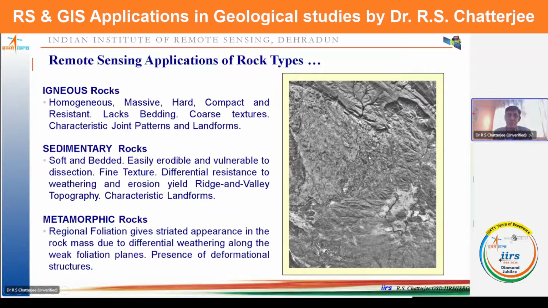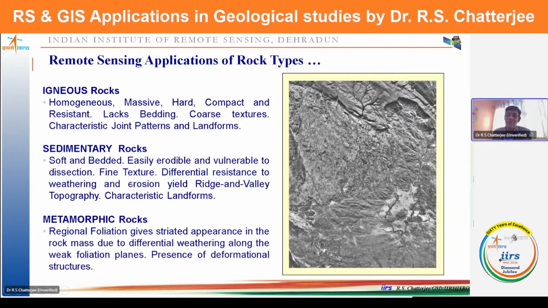Now sedimentary rocks, you see, what are the characteristics? They are soft and bedded. Okay, because they are soft. Why are they soft? Because they are deposited rocks. Grains are just lying side by side, so they can be easily eroded, so they are vulnerable to dissection. As a result, their texture is very fine. They are smooth in appearance.